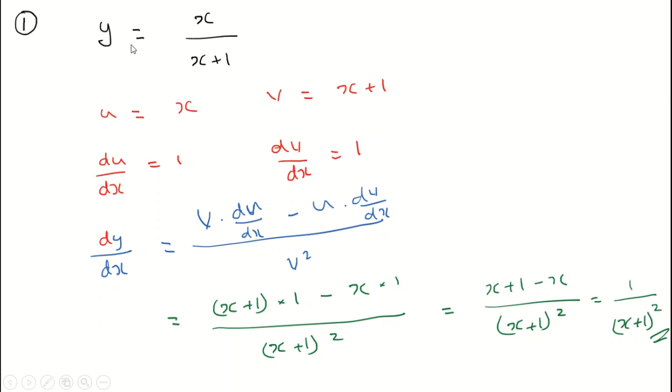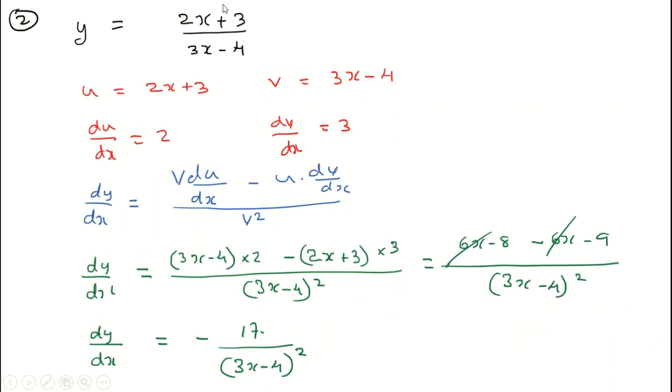We'll see some examples. Y equals x over x plus 1. U is equal to x, v is equal to x plus 1. du over dx is equal to 1. dv over dx is equal to 1. So v times du over dx, x plus 1 times 1, minus u, x, times 1. So this will be 1 over x plus 1 squared. This simplification I think I don't need to elaborate much on.